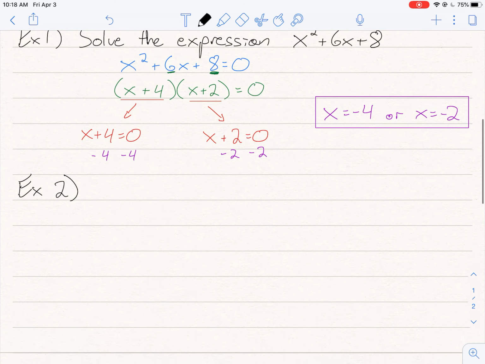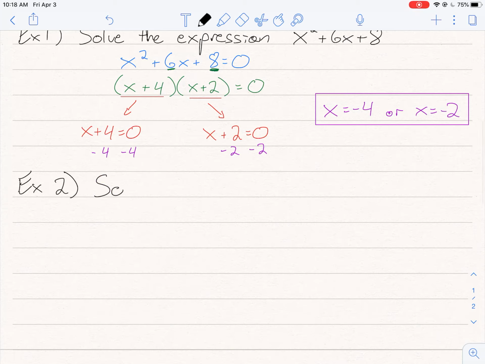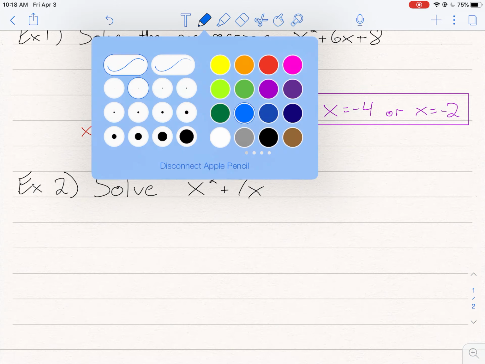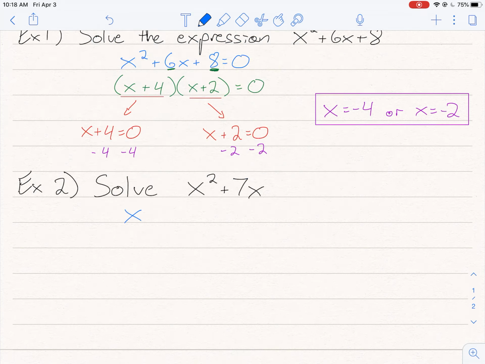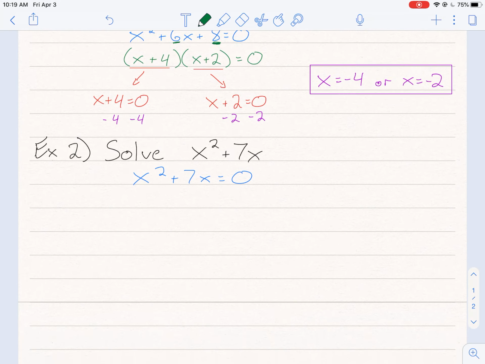So let's give another example here. We're going to solve x squared plus 7x. So this is our expression, x squared plus 7x. I'm going to start by setting that equal to 0. X squared plus 7x equal to 0. The next thing that we're going to do is we're going to factor this.